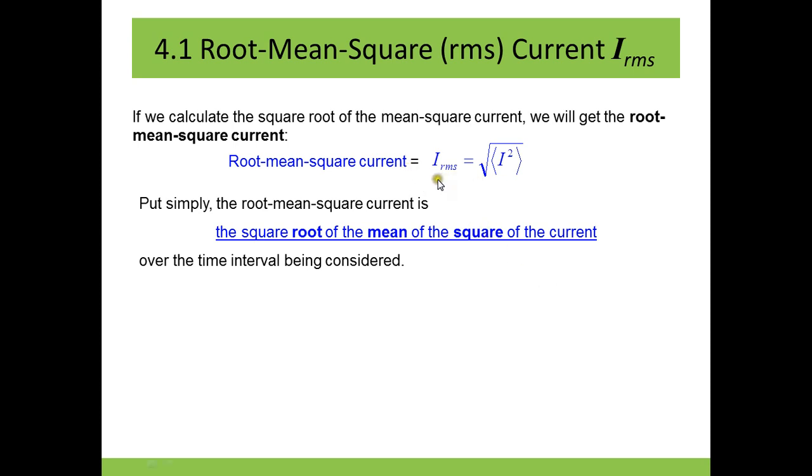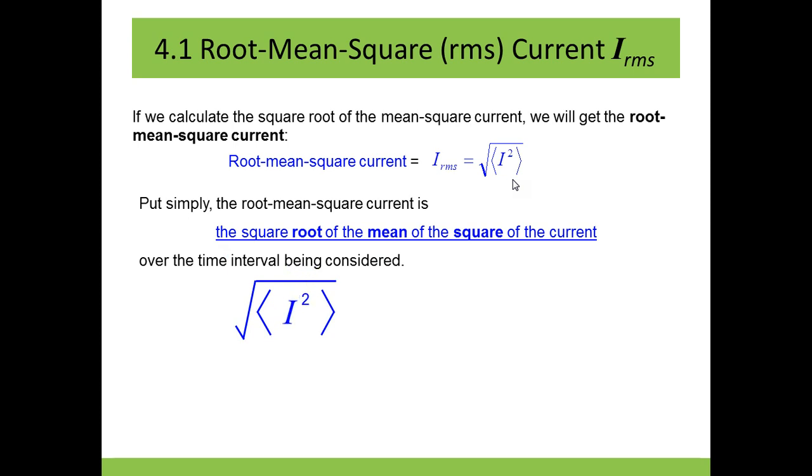So like I said before, in the previous slide, we need to compare apple to apple, so that is why we need to square root the mean square current. Okay? So the mean square current is the mean of the square of the current. The root mean square current is hence the square root of the mean of the square of the current.